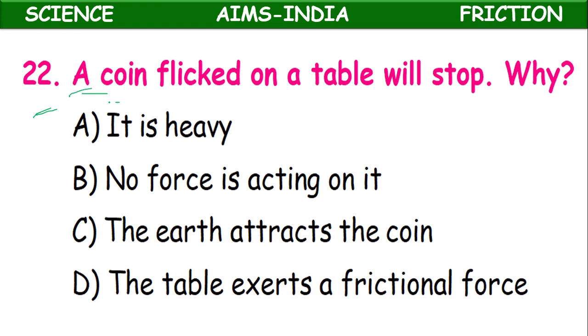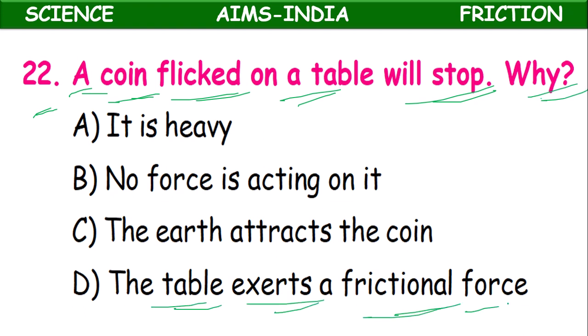Next one. A coin flicked on a table will stop. So why is it stopping? Because the table exerts frictional force. So that's why it will stop.